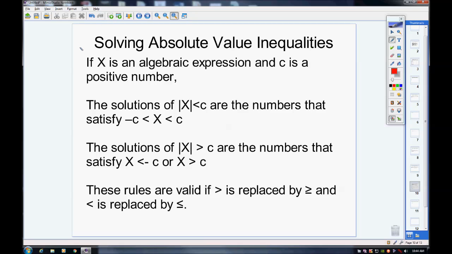I hope you've also seen this before, but this can be kind of confusing as to why these rules that you see in front of you are what they are. So I'm going to try to put it into a context that you understand. Let me explain these rules.